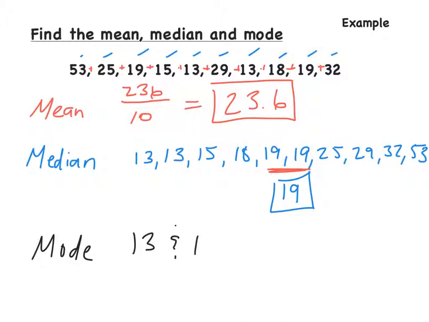and we have 19. You can have no mode. That is possible. You could have more than one mode, which we have here, or you could have just one mode. If this 13 is gone and this 19 is gone, and it's just 13, 15, 18, 19, 25, 29, 32, 53, there is no mode because there is not a number that shows up more than once. But in this example, our mode is both 13 and 19.